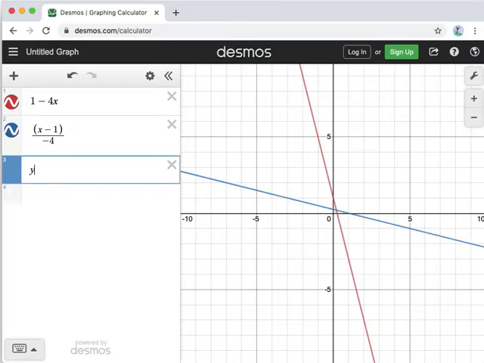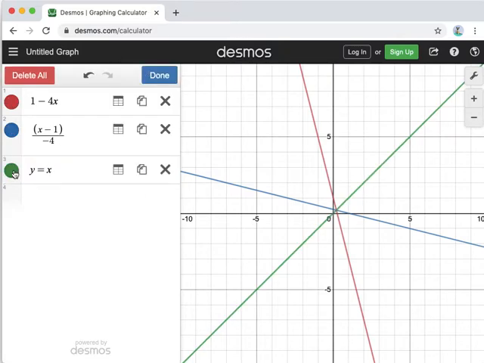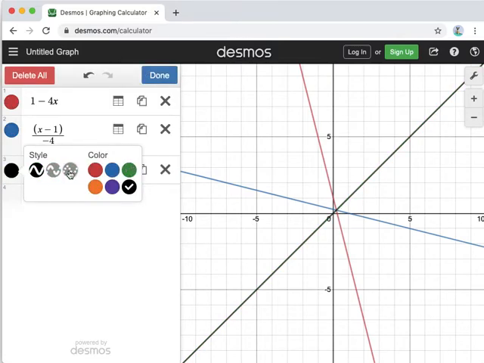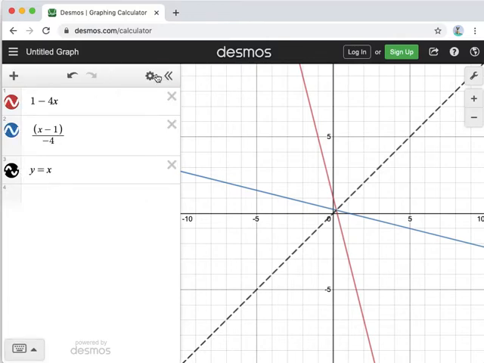Again, remember you would always put y equals x to show what we're reflecting over. I'm going to change this to a dotted line so you can see. And then it shows the inverse relationships of each one. In other words, this distance here is equal and opposite to the other side. They're reflections of each other.